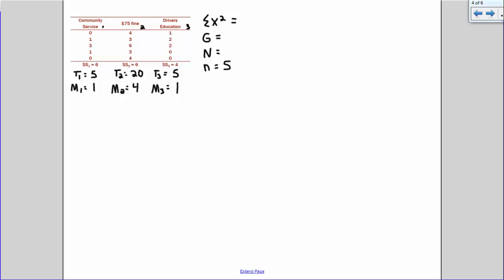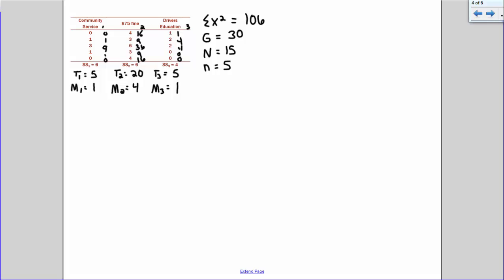Then I need to find my sum of x squared. So I just square each one of these. So 0, 1, 9, 1, 0, 16, 9, 36, 9, 16, 1, 4, and 4, and zeros. Add those together and you get 106 for sum of x squared. Then G, you can just add your T's together, right? You could add all the scores together, or just add your T's. 5 plus 20 plus 5 gives me 30 for my grand total. And then I've got 5 individuals in 3 different groups, 15 total sample size.